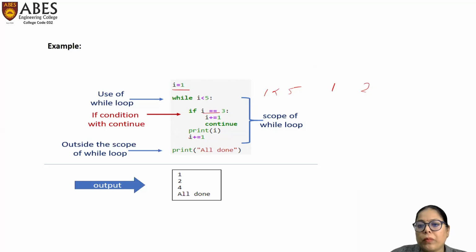Now, it will check for 2 less than 5. Yes, it is. But if it finds I equals to 3, 2 is not equal to 3. So again, it doesn't see this part. It will go there. It will print 2. This value is printed. Now again the value of I is increased by 1. Now it becomes 3.